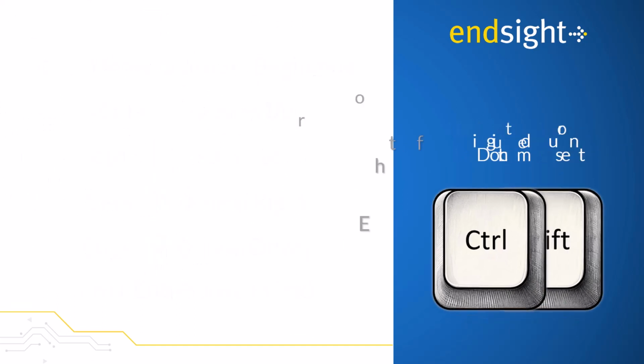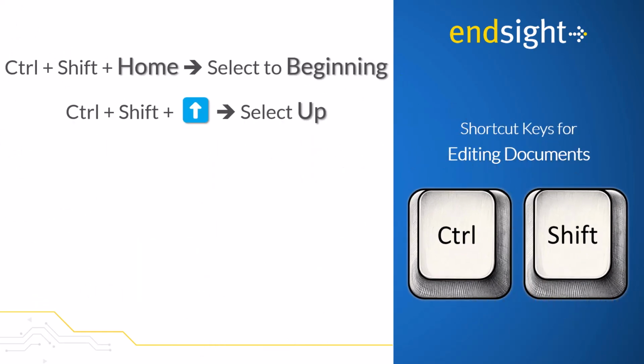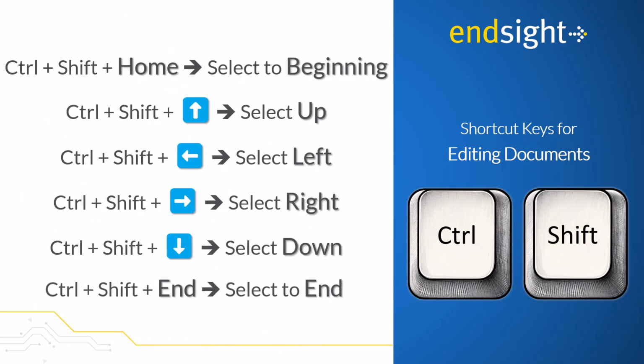But what if you needed to select something to copy using Control C, or needed to move it to another document entirely by using Control X? By adding the Shift key in with the same controls as before, we can select the text between those jumps.